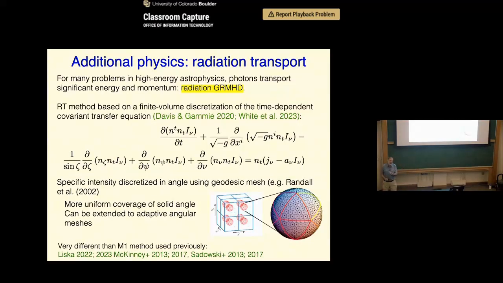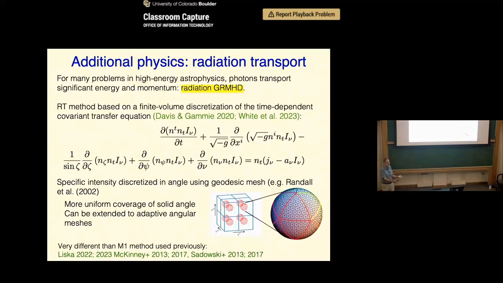Now, one last additional physics module that I think is important for the rest of what I'm going to say is radiation transport. And radiation transport is in many ways more challenging than the MHD sector of the flow. That's because it's like solving the Vlasov equation. It's basically the Boltzmann equation for photons. And so it's a multidimensional system where you need to incorporate the effect of photons in many circumstances where the radiation energy density is large.